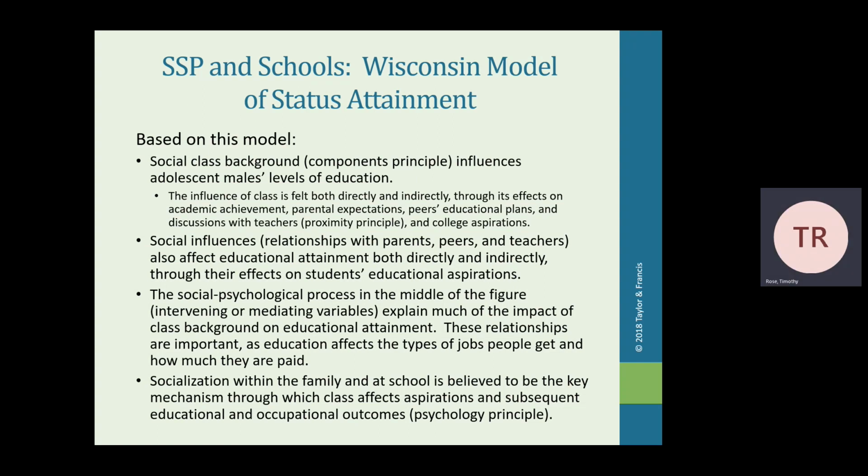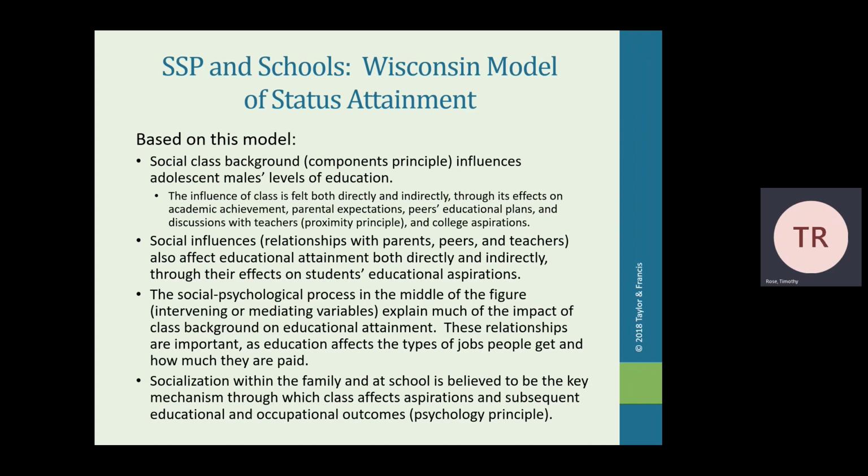The authors found that social class background, a components principle, influences level of education. It does so directly and indirectly through its effect on academic achievement, parental expectations, peer education plans, and discussions with teachers, which are all proximity principles, and finally, college aspirations, which are personality principles. The study also finds that social influences, your relationship with your parents, your peers, and your teachers, also affect educational attainment both directly and indirectly through their effect on student educational aspirations.